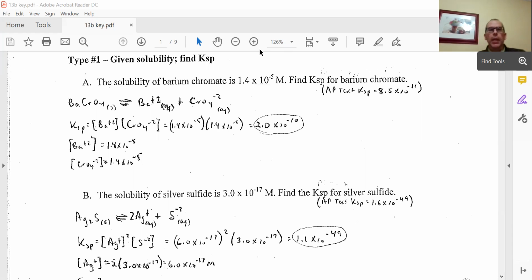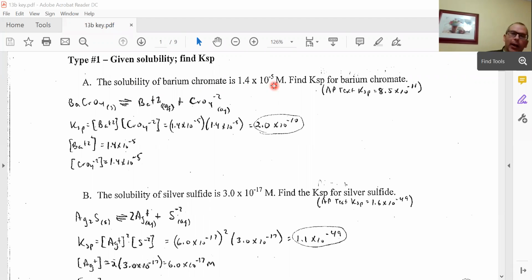KSP problems, and type 1 problem, where you're given the solubility and asked to find the KSP. So let's take a look here. We have the solubility of barium chromate is 1.4 times 10 to the negative fifth. So that's not very soluble.